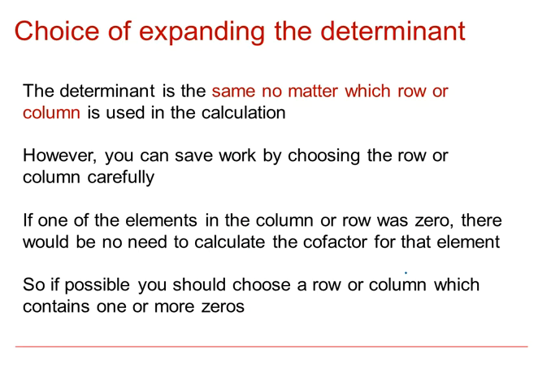If, for example, one of the elements in the column or row was 0, there would be no need to calculate the cofactor for that element. So if possible, you should choose a row or a column which contains one or more zeros.